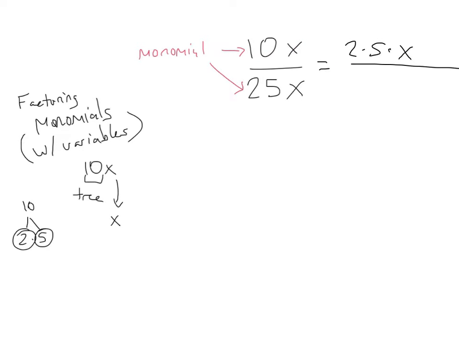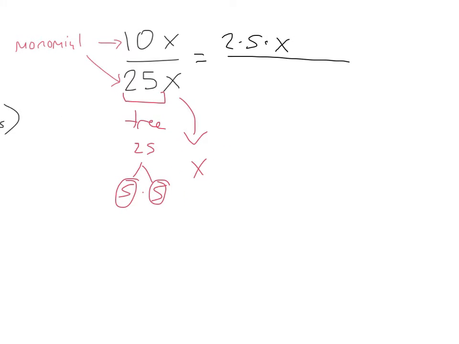So we're going to do the same thing for 25x. I'm going to do the tree for 25. So that's going to become 5 times 5, right? And that's prime, circle them both, I'm done, right? X is repeated multiplication. There's only one of them, so it just becomes x. So I'm going to change my denominator from 25x to become 5 times 5 times x.